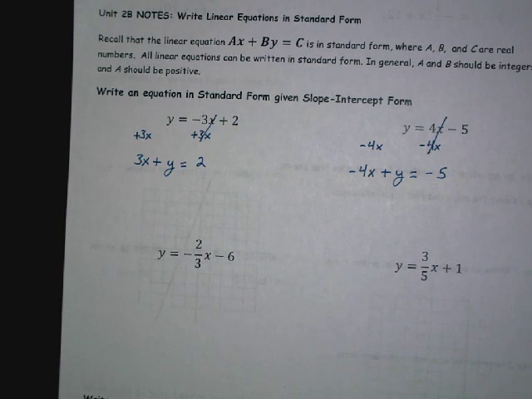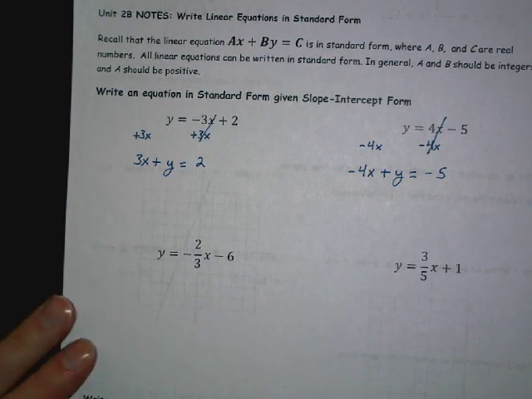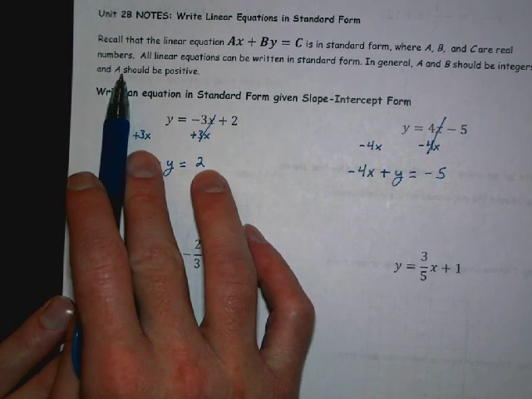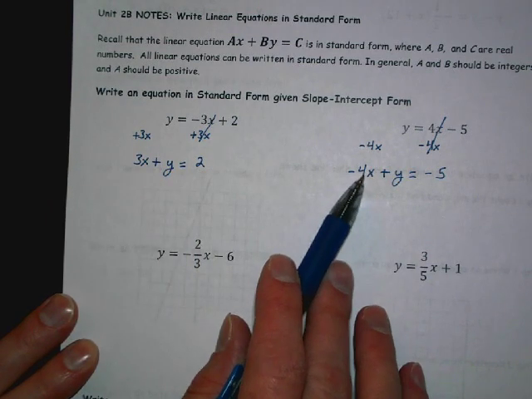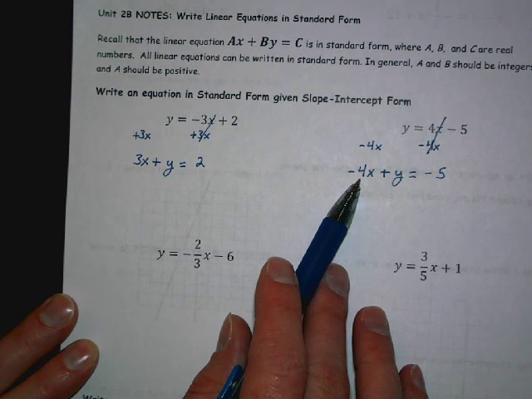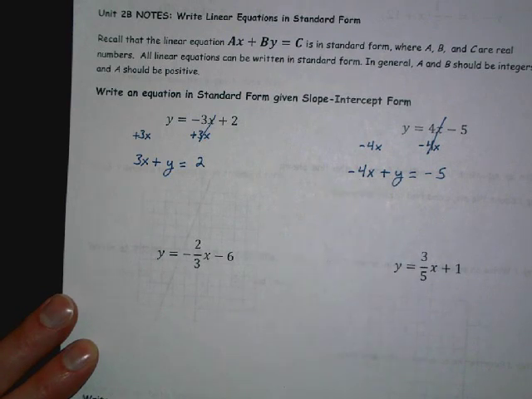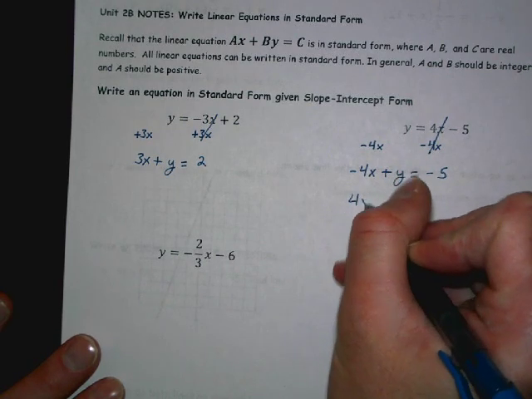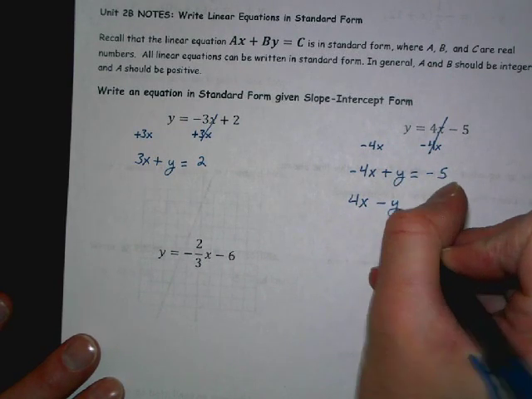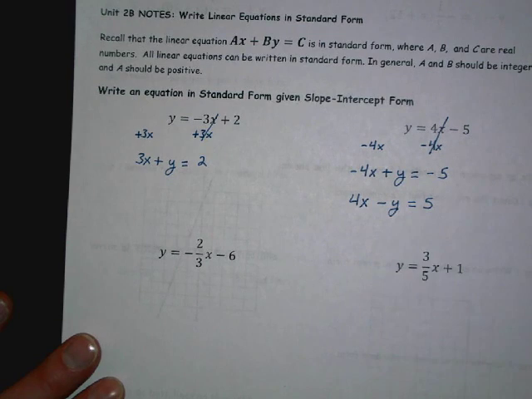Okay, here's the extra step. There is a special rule, or actually two special rules. This is the first one with standard form that says the a term, that first term, has to be positive. So if it is negative, all you need to do is change all your signs. We're essentially multiplying the whole equation by negative 1. So that's going to become positive 4x minus y equals positive 5.